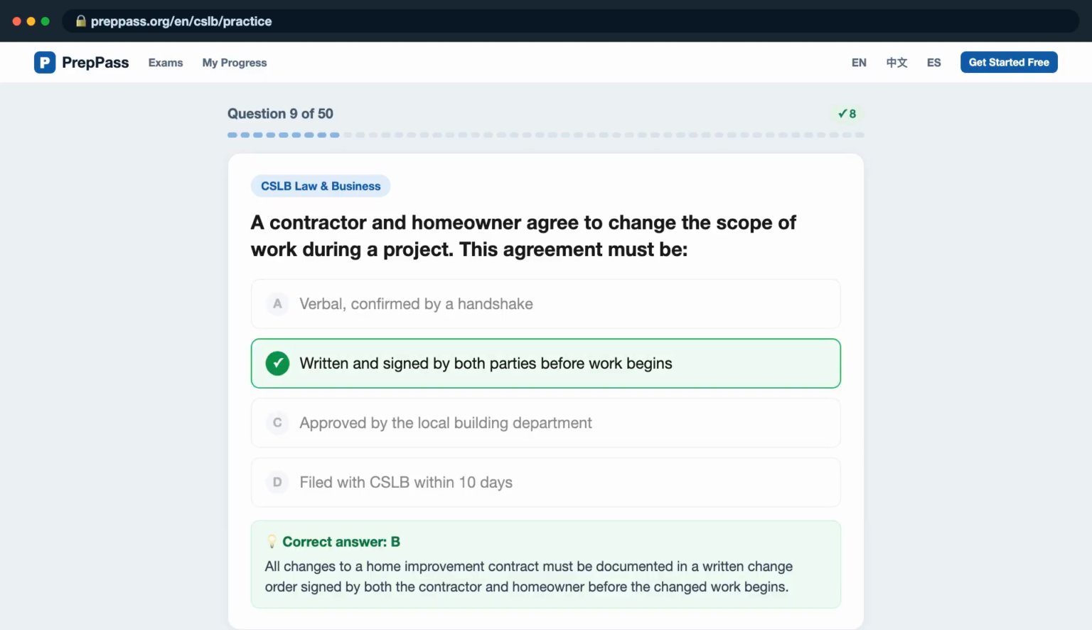The correct answer is B. All changes to a home improvement contract must be documented in a written change order signed by both the contractor and homeowner before the changed work begins.